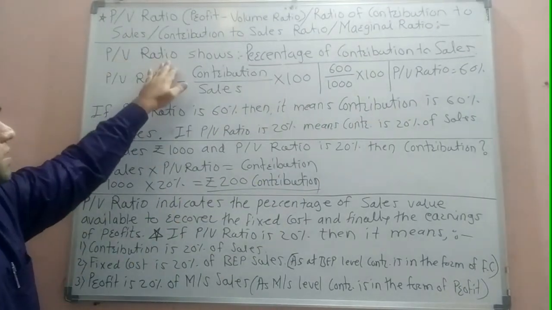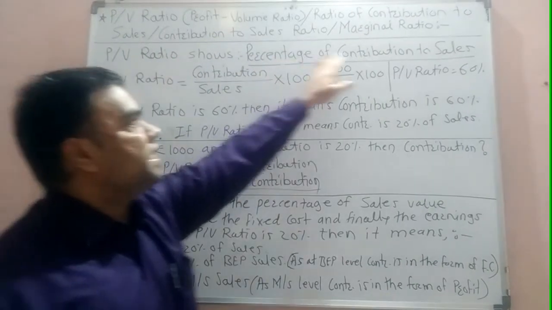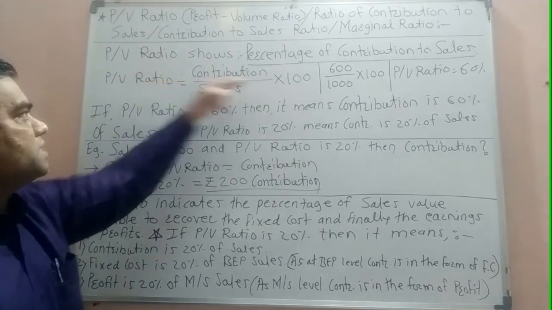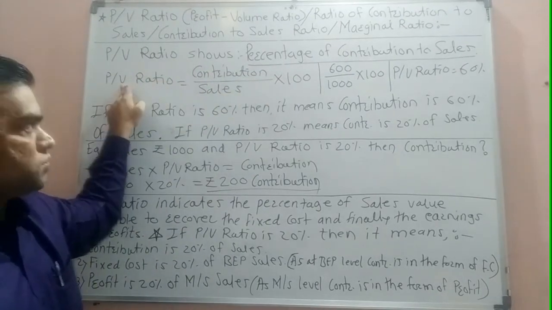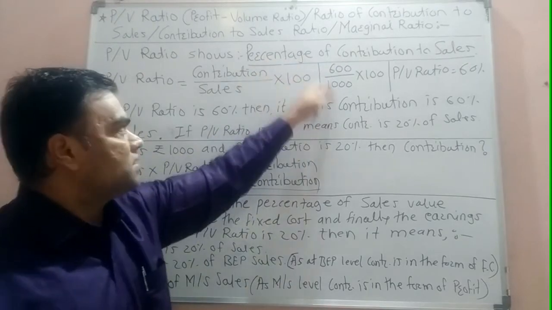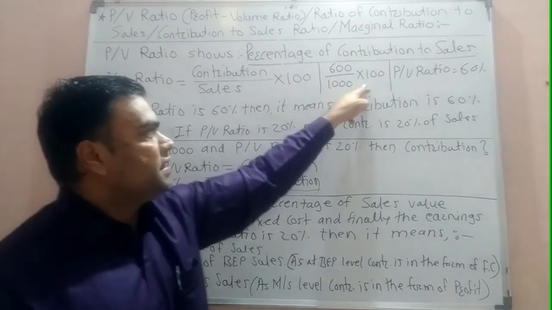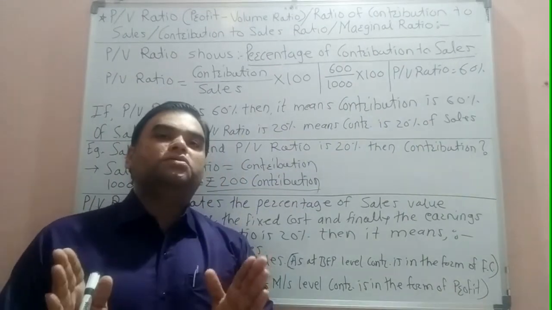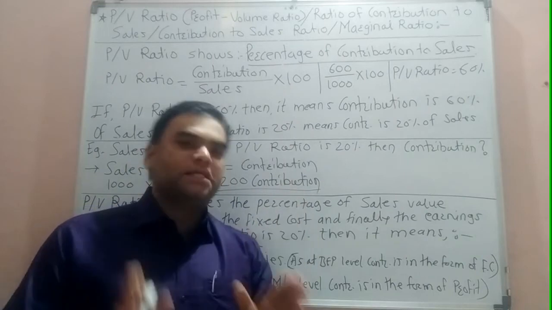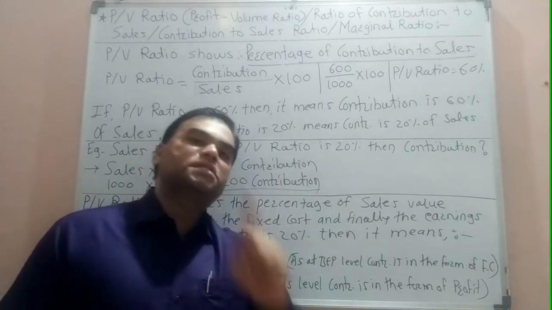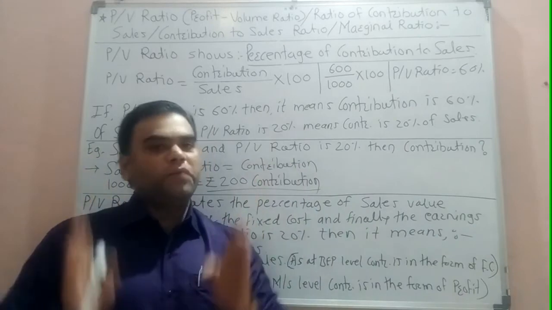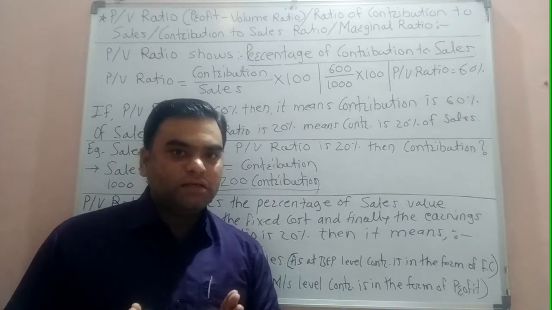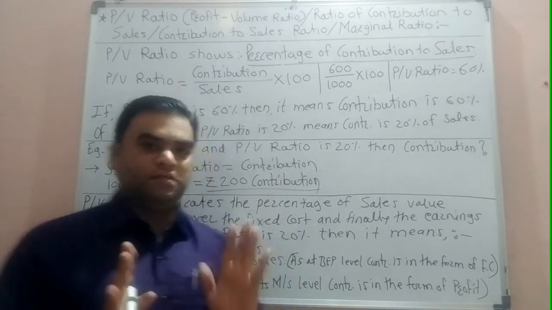What does PV ratio tell us? It tells the percentage of contribution to sales. And how to calculate it? Contribution upon sales into 100 is equal to PV ratio. Suppose contribution is 600 and sales is 1000, then 600 upon 1000 into 100, so PV ratio or contribution to sales ratio will be 60%. If PV ratio is 60%, it means our contribution is 60% of sales. If PV ratio is 10%, then our contribution is 10% of sales. Okay.